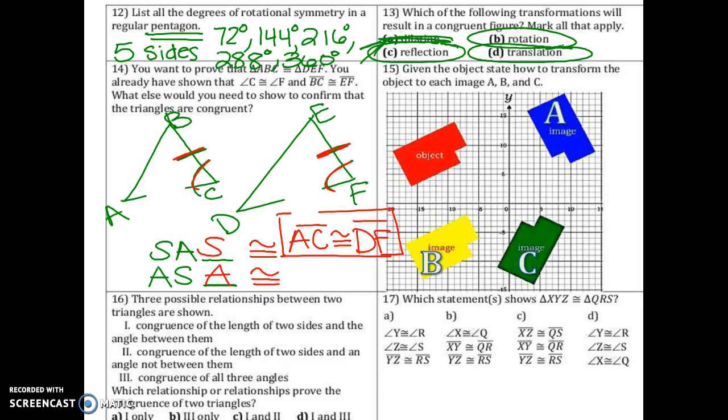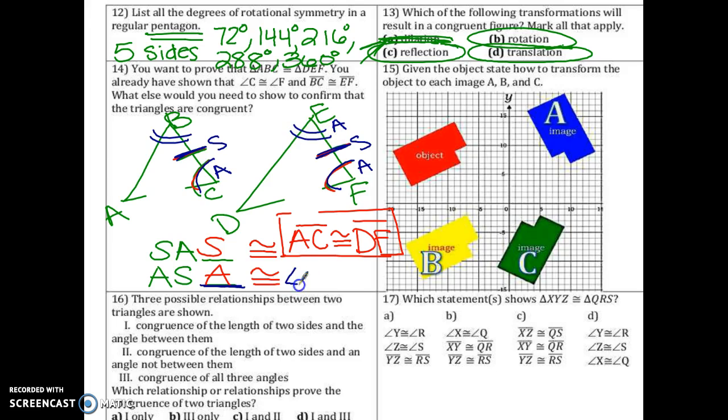So number 14, where we left off on the other video, you want to prove that the two triangles are congruent. And with the second proof, we were missing an angle. So if we have angle C, side BC, angle F, side EF, it needs to go in order. So the other angle has to be angle, side, angle.